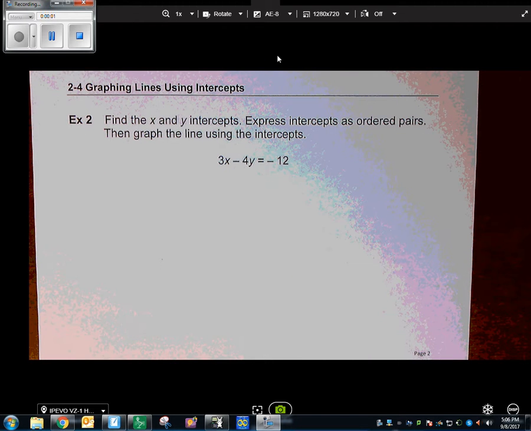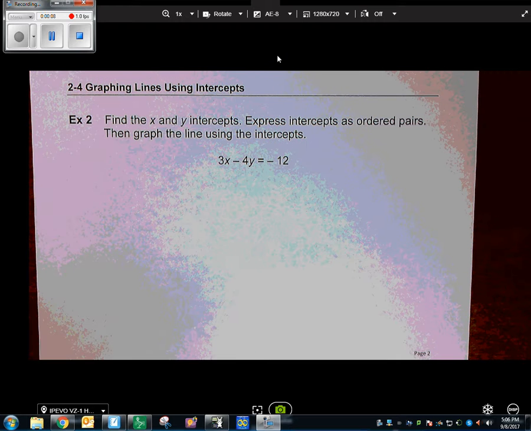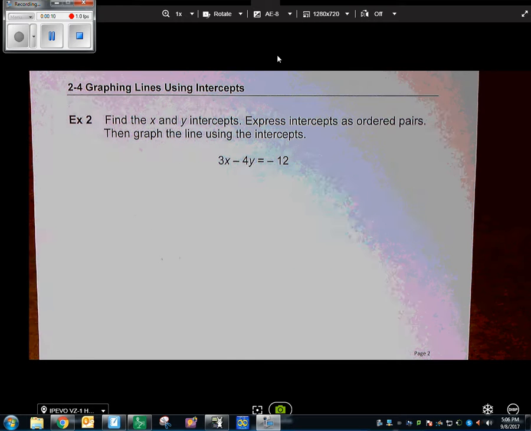All right, welcome back to learning more about graphing lines using intercepts. And what we're going to look at now is our example 2. So if you would, pause the video, write it down. When you're ready to pick up where we left off, go ahead and hit play and we'll work this out together.